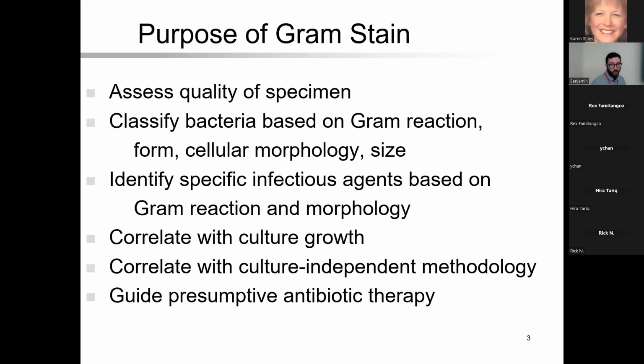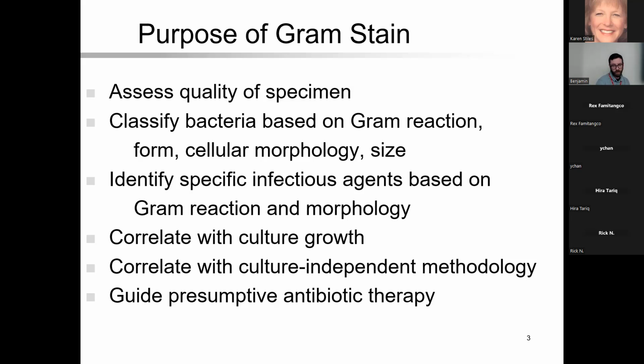So why do we Gram stain? We're looking at a couple of different things here. A Gram stain really allows us to assess the quality of a specimen. If it's especially something like a sputum, you might see a lot of epithelial cells, not a lot of white blood cells, kind of telling us that our specimen maybe should be recollected. It tells us a lot about the bacteria that are present: the gram reaction, positive or negative, morphology and size. We can start to glean some information from that.